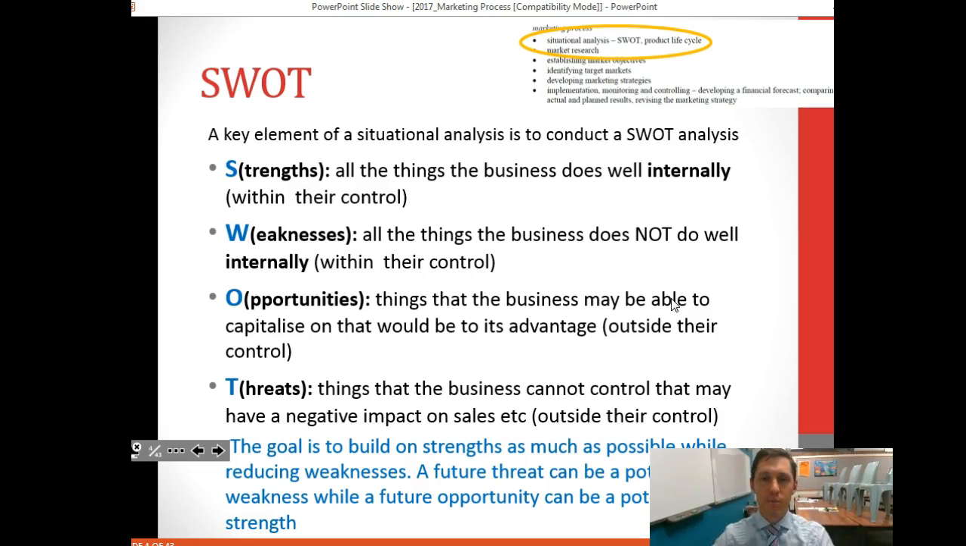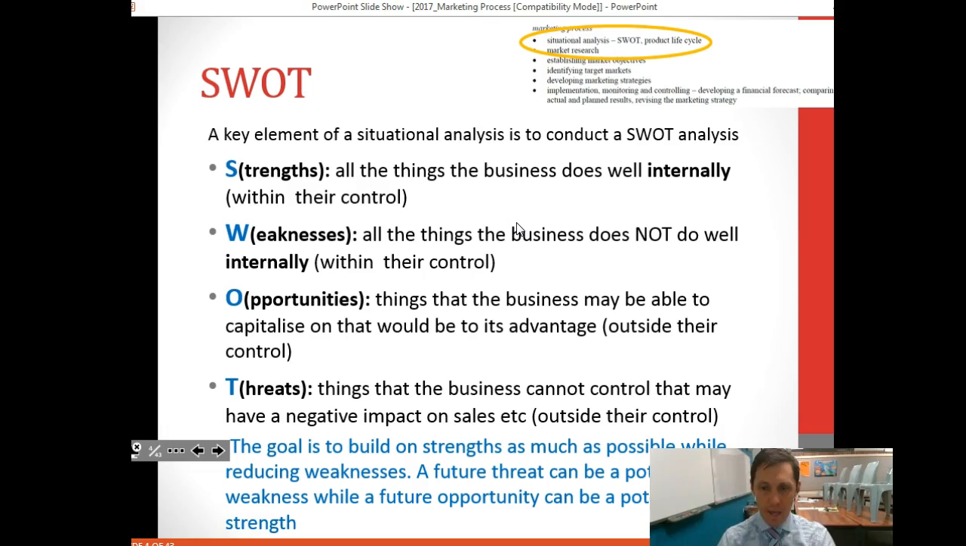So they are things that are within their control and could be overcome with a bit of staff training. Opportunities, so those things outside the business's control, but which the business may wish to try to take advantage of down the track. But given they're outside their control, that would take some skill and it would require an effective marketing strategy. And lastly, threats.